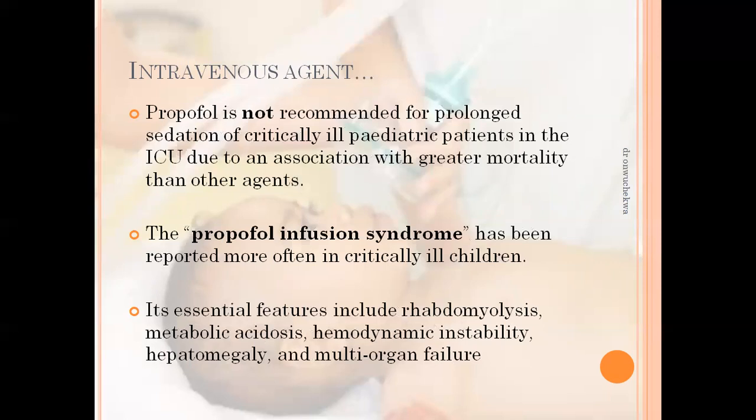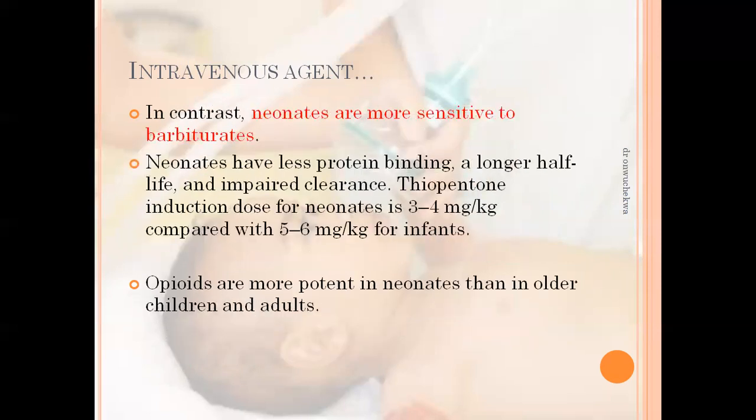Of course, propofol infusion syndrome has been reported quite often in critically ill children. The features are essentially rhabdomyolysis, metabolic acidosis, hemodynamic instability, hepatomegaly, and multiple organ dysfunction, which could ultimately lead to death. In contrast, neonates are more sensitive to barbiturates. They have less protein binding, a longer half-life, and impaired clearance. The thiopentone induction dose in neonates is about 3 to 4 milligrams per kg, compared to the adult dose, which is about 5 to 6 milligrams per kg for infants.